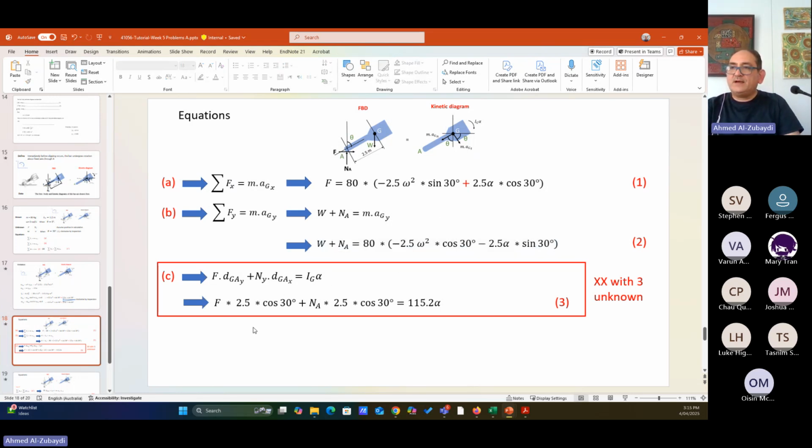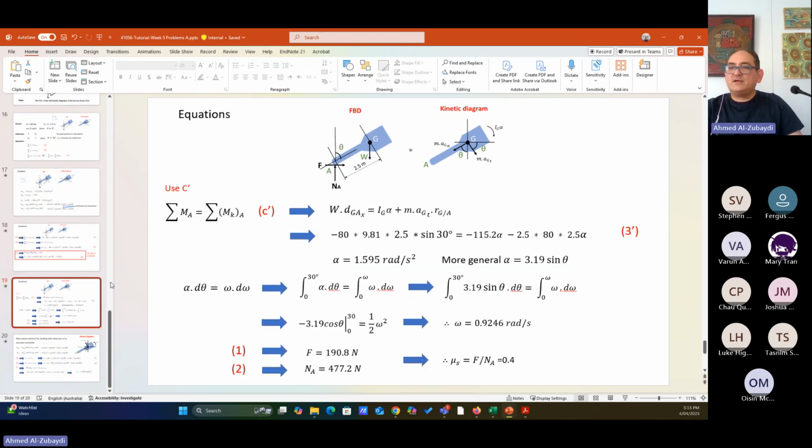Again, we found that actually the moment around the point G is going to be impossible to do, because we're going to have three unknowns in these equations, and this will make it very hard to solve. You can see that we have the F, we have the NA, and we have the alpha. So this is usually not going to be recommended. So we did the moment around the point A instead here, okay?